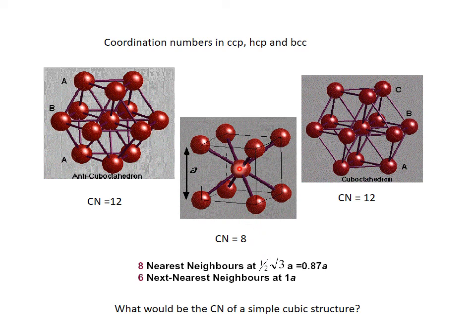Okay, because we find the next nearest neighbors in the centers of the 6 neighbored unit cells. Alright, so what would be the coordination of a simple cubic structure? We would expect that it's even lower, and indeed it's even lower. The coordination in this case is 6, and each atom in the simple cubic structure is octahedrally coordinated by 6 other atoms.